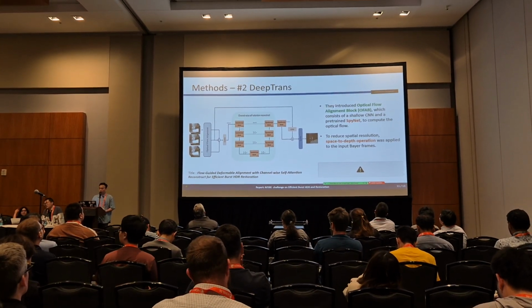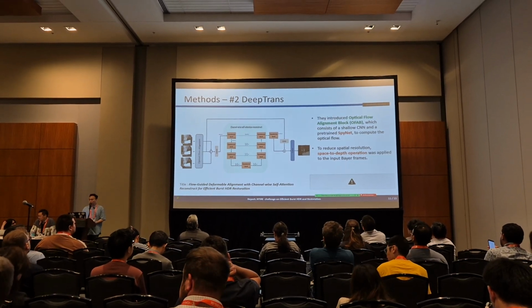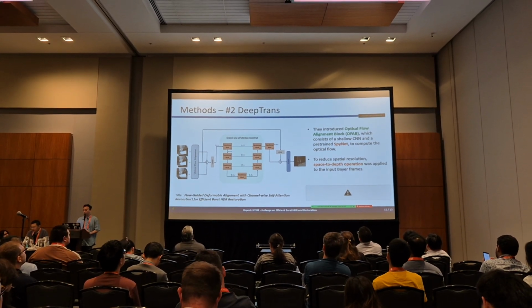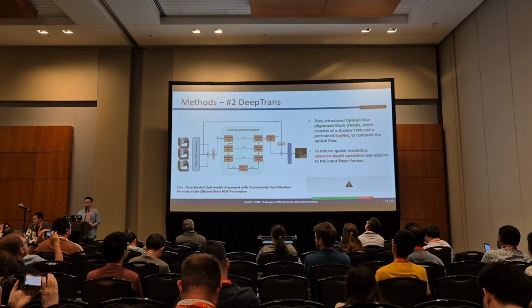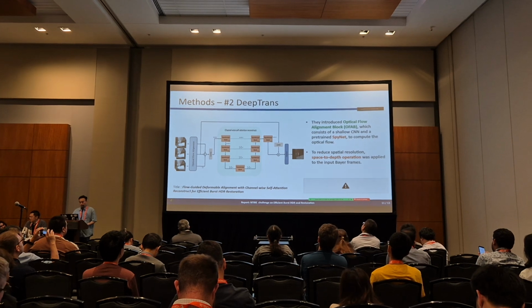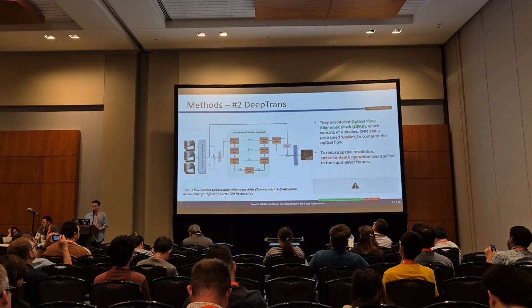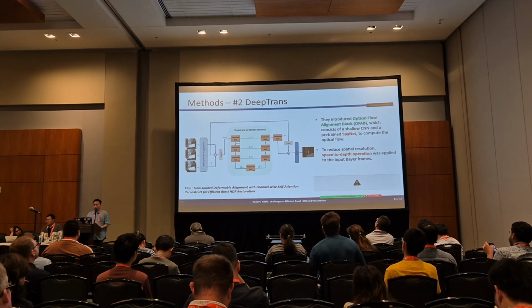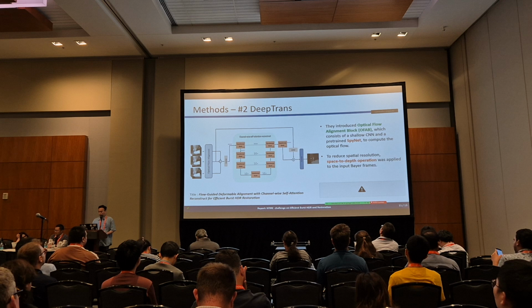And this is the method from the second phase. They introduced an optical flow alignment hub, which consists of a shallow CNN and a pre-trained SpyNet to compute the optical flow. So these frames are aligned in this step. And to reduce spatial resolution, they also utilize a space-to-depth operation on the input frames.